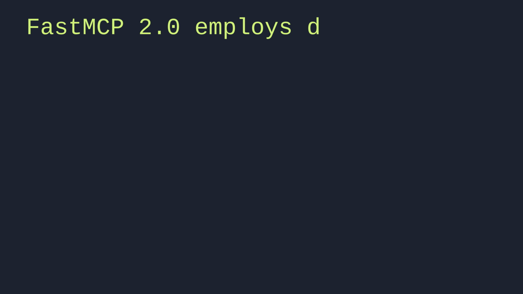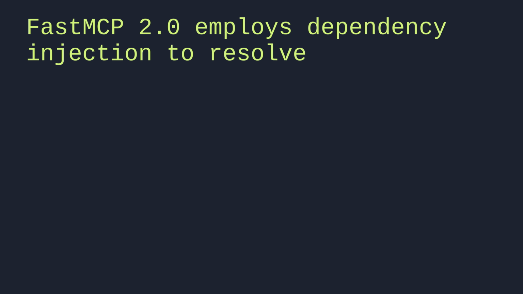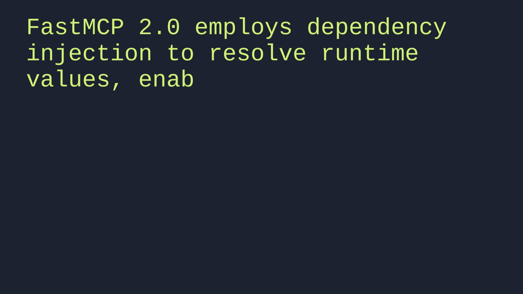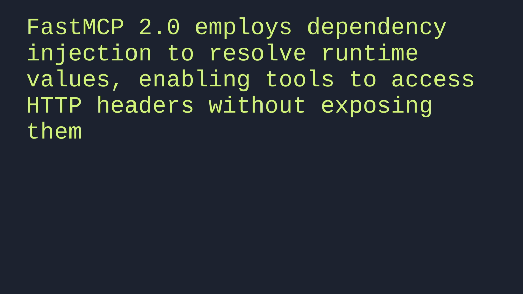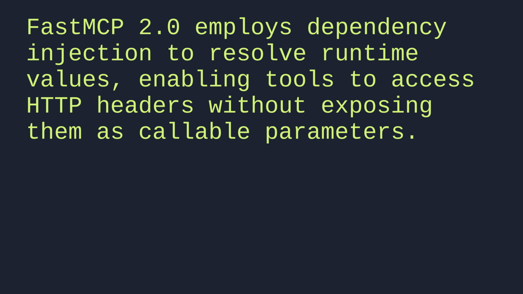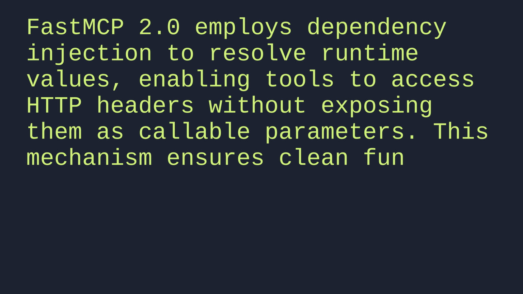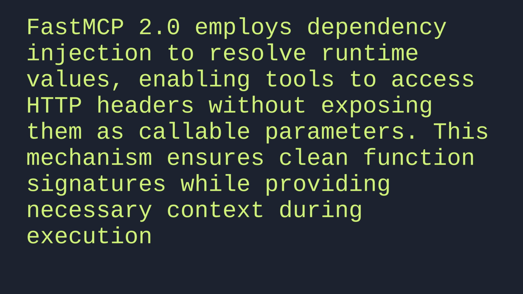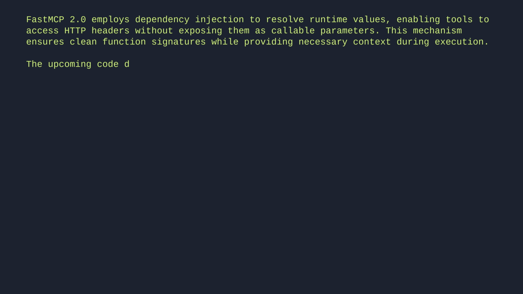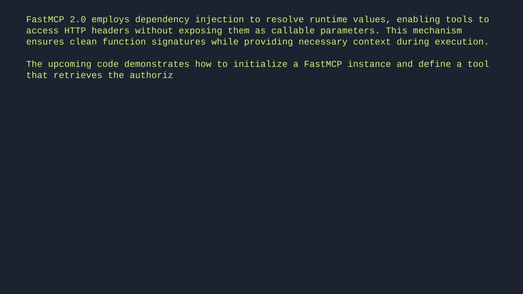FastMCP2 employs dependency injection to resolve runtime values, enabling tools to access HTTP headers without exposing them as callable parameters. This mechanism ensures clean function signatures while providing necessary context during execution. The upcoming code demonstrates how to initialize a FastMCP instance and define a tool that retrieves the authorization type from HTTP headers using the CurrentHeaders dependency.